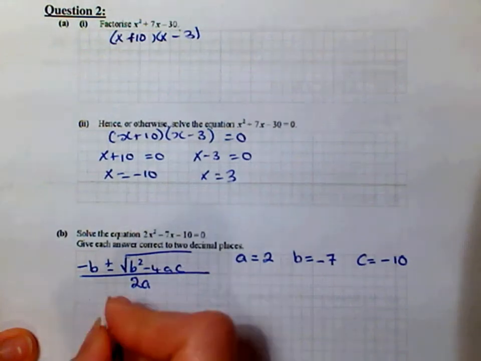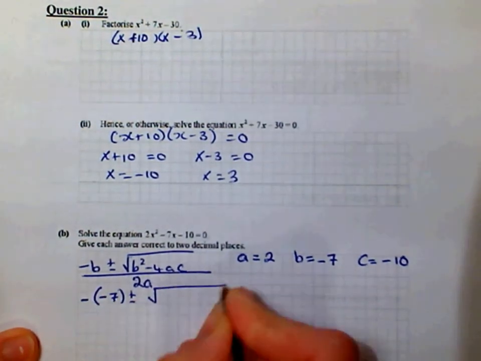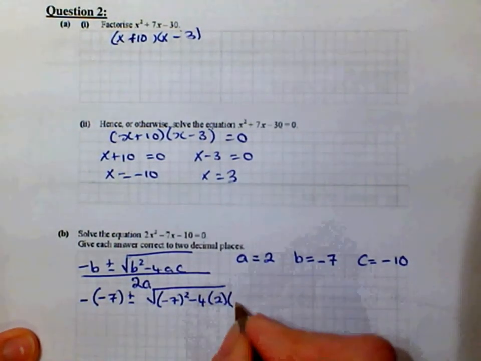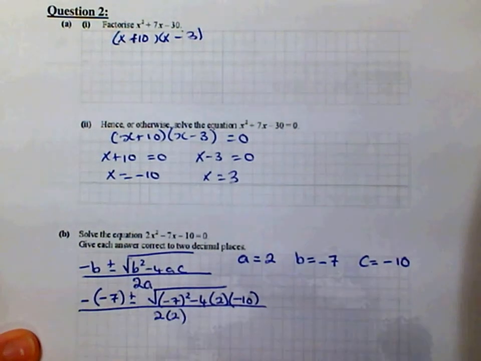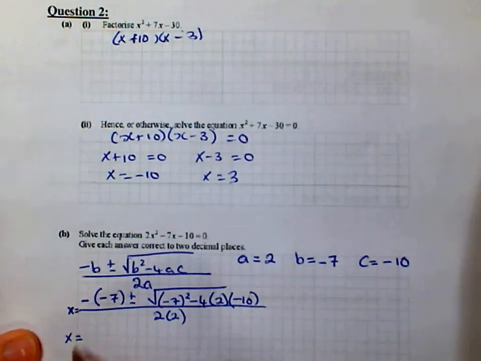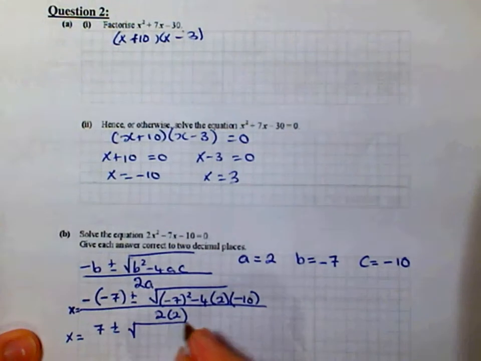Okay, so minus b is minus, and put it in a bracket, minus 7 plus or minus the square root of minus 7 squared minus 4 by a, which is 2, by c, which is minus 10, all divided by 2 by 2. And this is going to give us our x value. So x equals minus by a minus is plus 7 plus or minus the square root of.